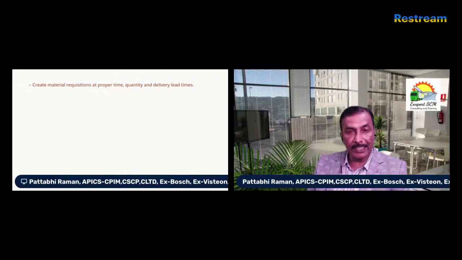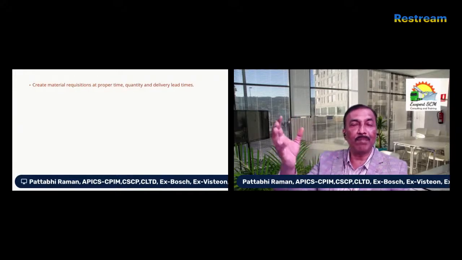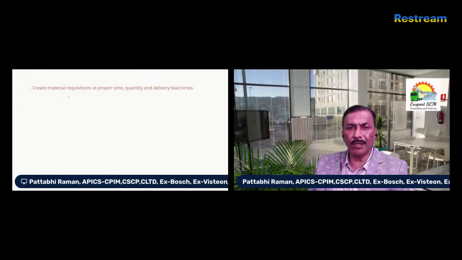Okay, coming to the next statement: create material requisition at proper time, quantity, and delivery lead time. I assume this position is for direct material, so it has to follow the planning hierarchy like SNOP, MPS, and MRP. Then there is no necessity of creating any purchase requisition. It should be auto generated in the system. I hope all these material planners are for direct material, not for indirect material. So there is no question of raising some purchase request or indent outside the system or away from your MRP. Okay, so the wording is not so clear here.